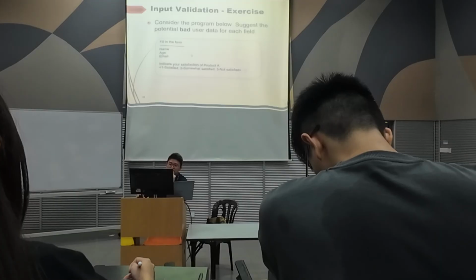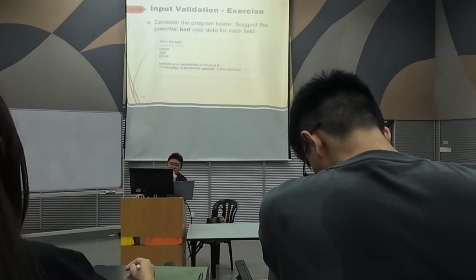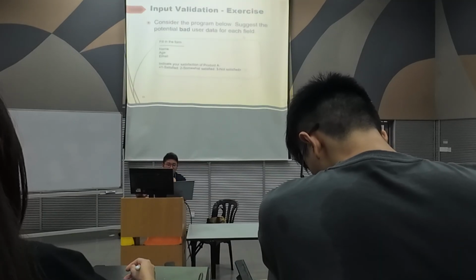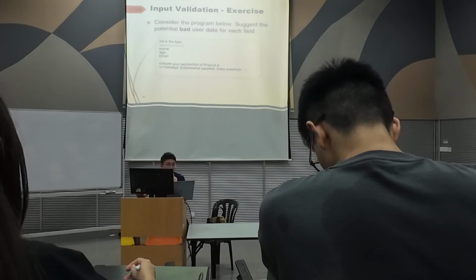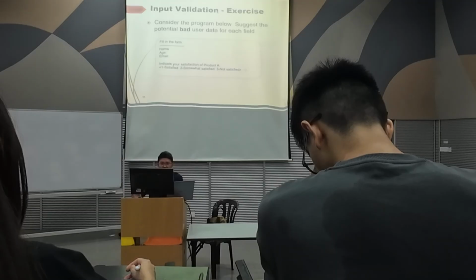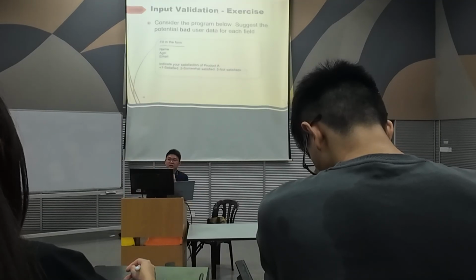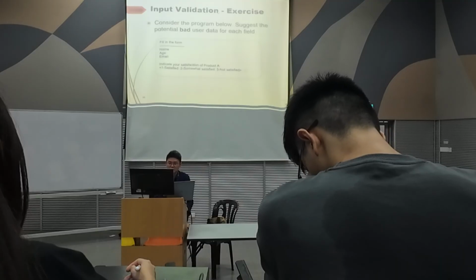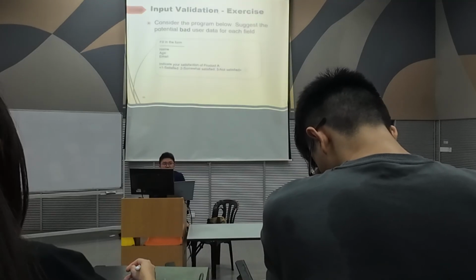The question asking, suggest the potential bad user data for each field. Not a good user data, a potential bad user data. So what is considered as bad user data for each of these fields? Maybe we go through the first one. Name. So in the name field, what do you expect the user to input?